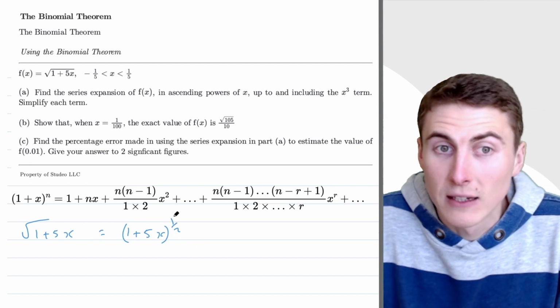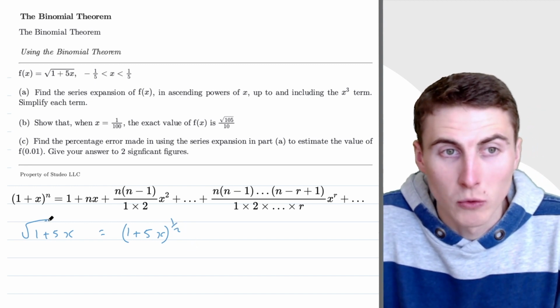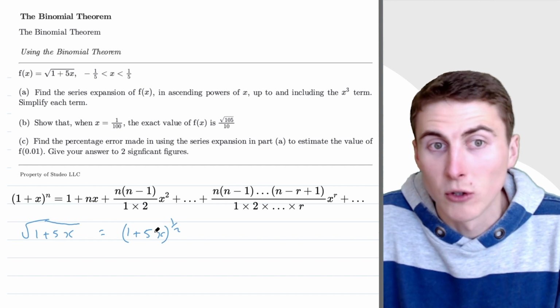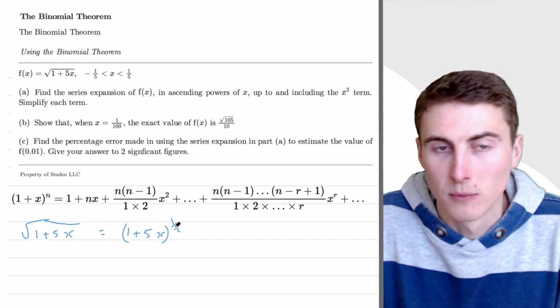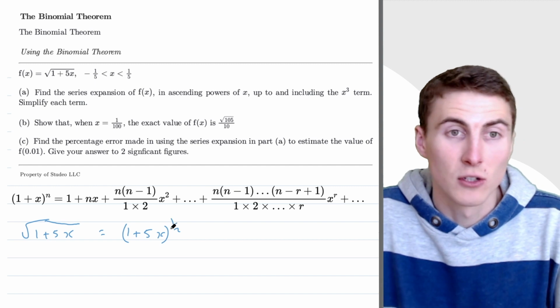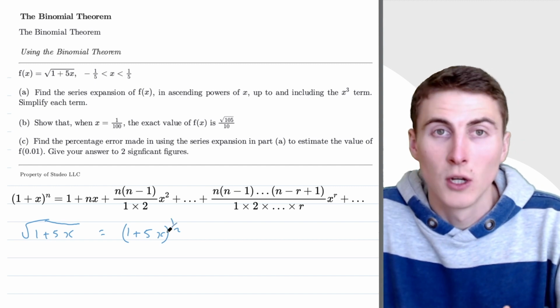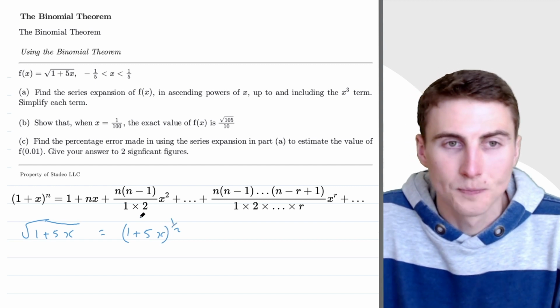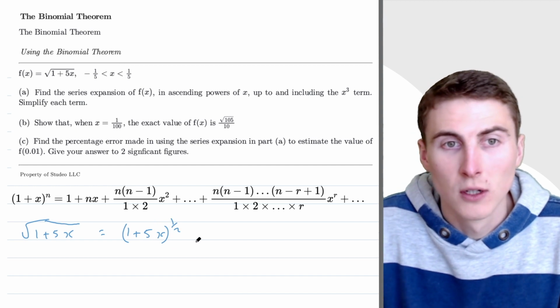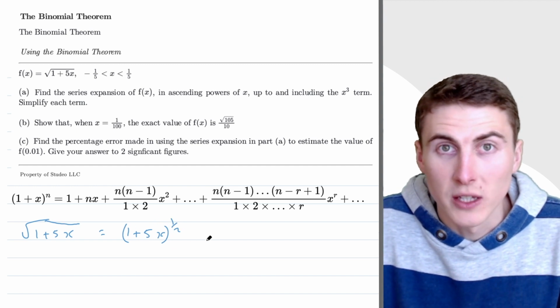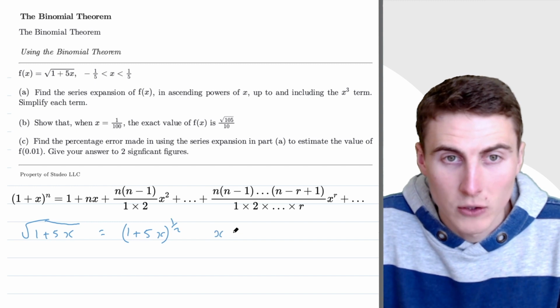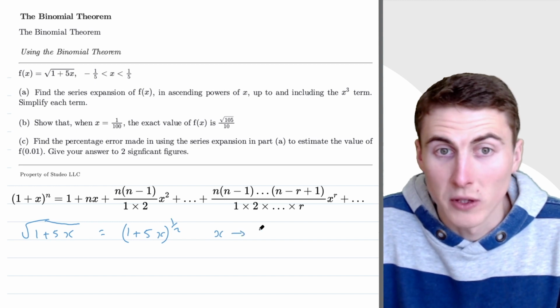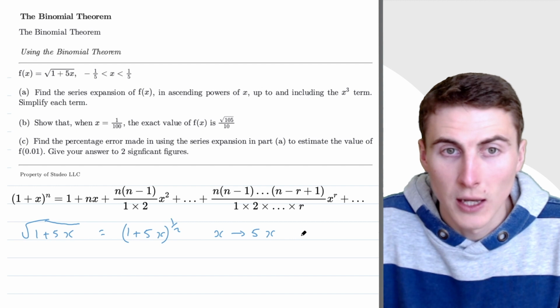So importantly, they didn't give us the power, but we just took what we were given and we rewrote it so that it just was to the power of something. You do the same thing with fractions. You do the same thing if something is being cubed or cube rooted or anything like that. So that's one thing to watch out for. And then from this, we can think about what our x value is, which in this case would be the 5x, and what our n is, which in this case would be 1/2.